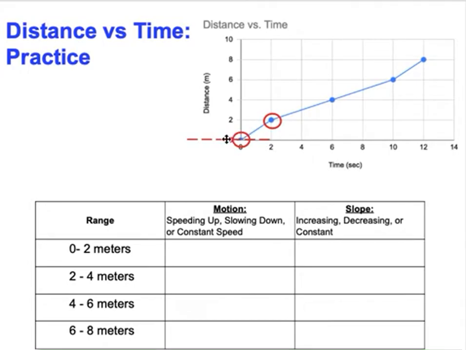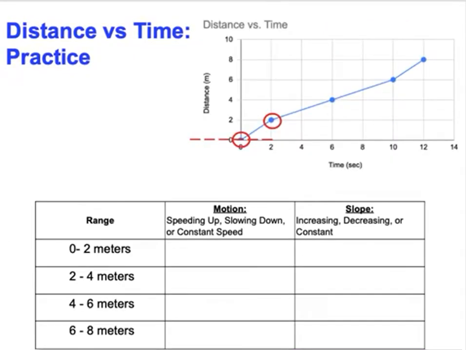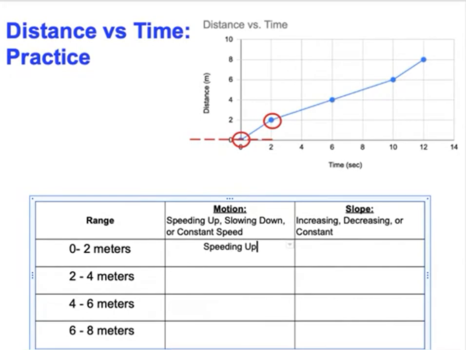Do you notice that right here, there is a curve in the line? It's not straight, because if the object was continuing to do the same thing, we would see that this line would keep going straight across like this. And it doesn't. It curves upwards right here. So what does that graph look like? Doesn't that graph look like, say, this one right here? So when we look at it, hey, the object is speeding up. So when I come back here, we can write that the object is speeding up.